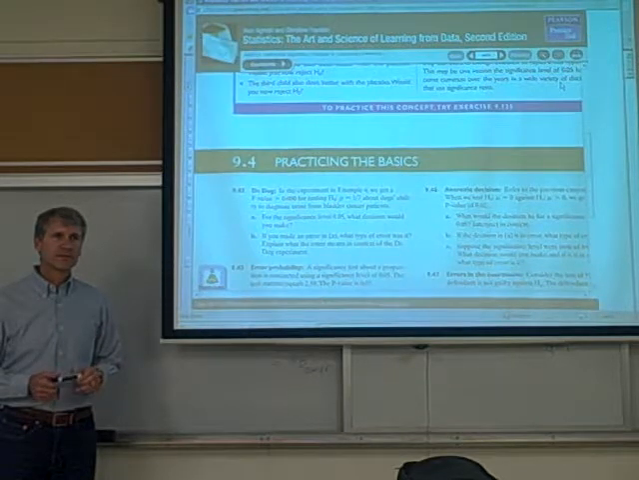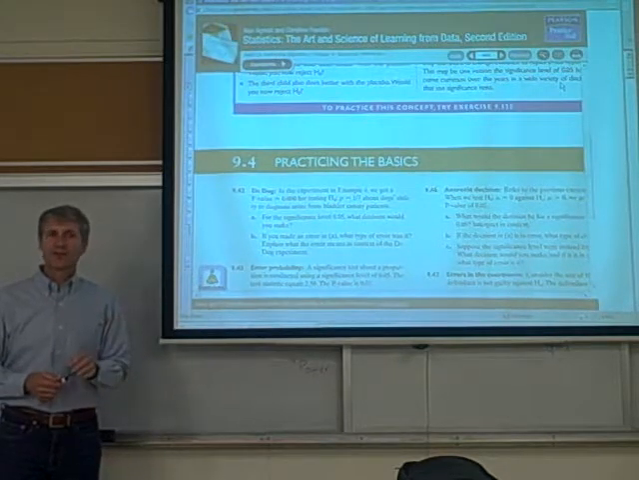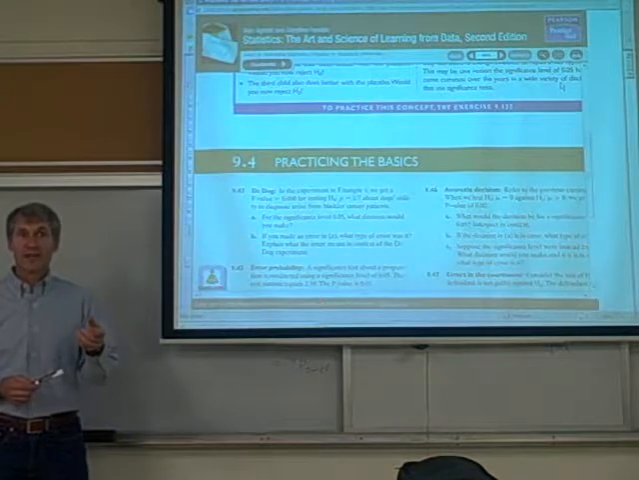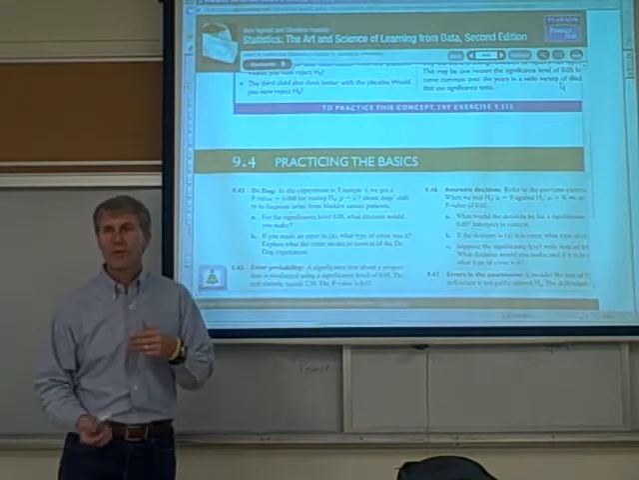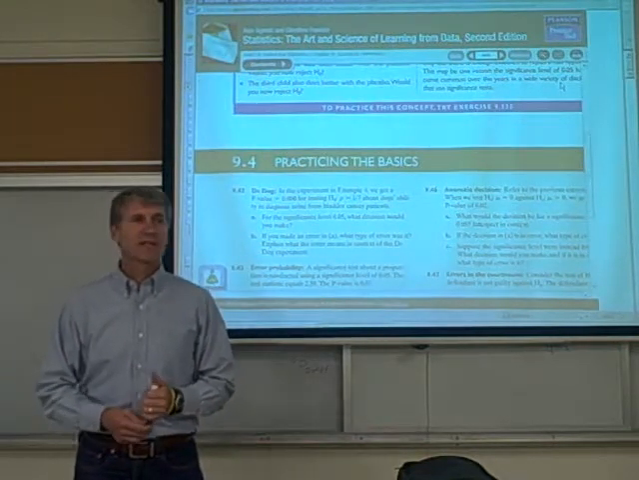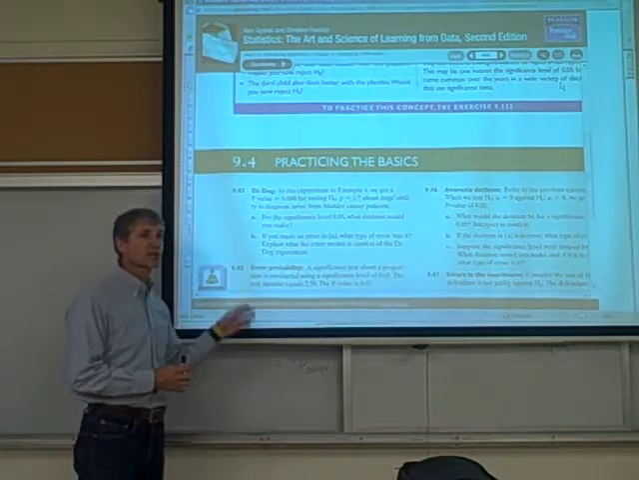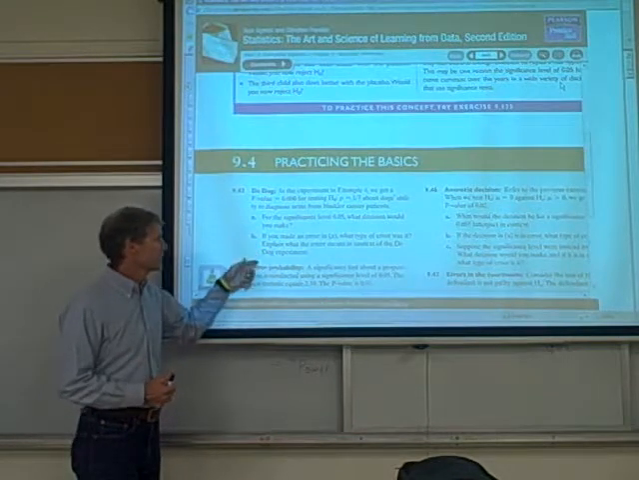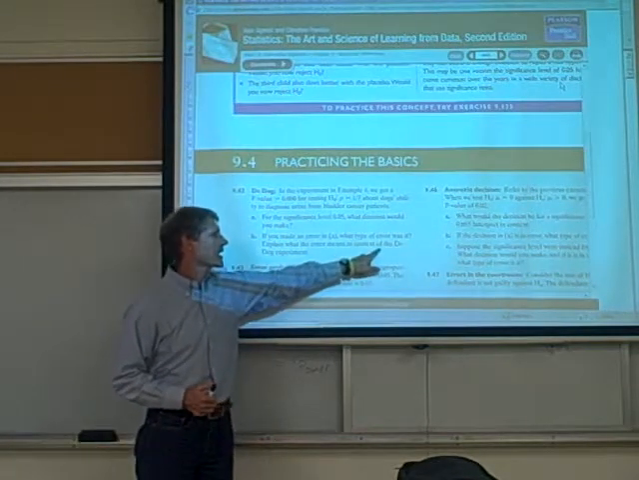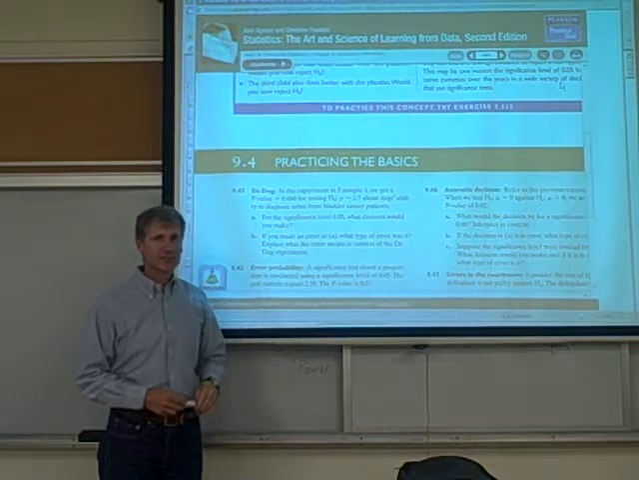We reject the null. Since we rejected the null, if that was wrong, then the null must have been true. So what kind of error is that? That's a type 1 error. Okay? So that would have had to have been a type 1 error because we rejected the null. Then it says explain what the error means in the context of the doctor dog experiment.